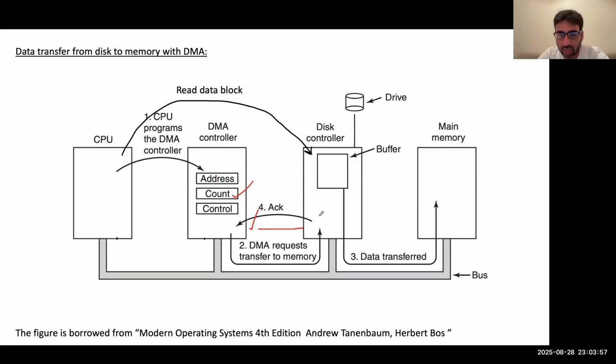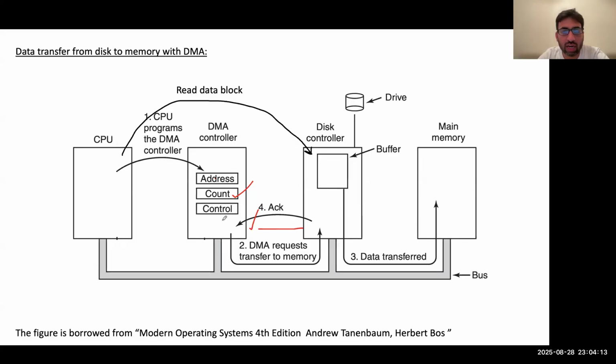Every time after a byte is copied, an acknowledgement is sent to the DMA. On receiving the acknowledgement, it reduces the count and then initiates the next copy operation from the local buffer to the main memory.